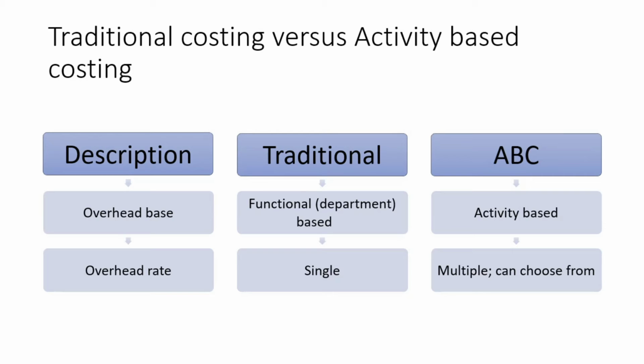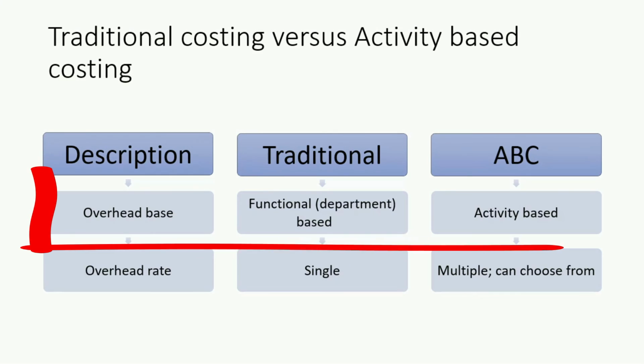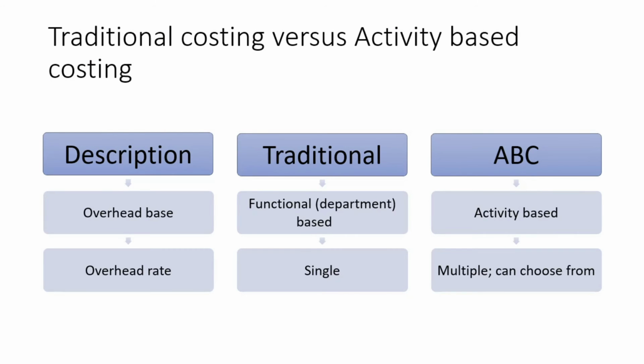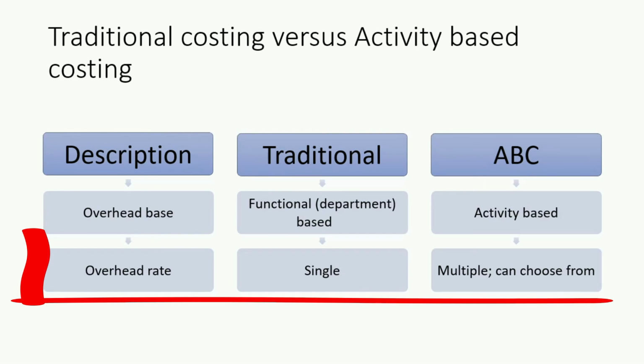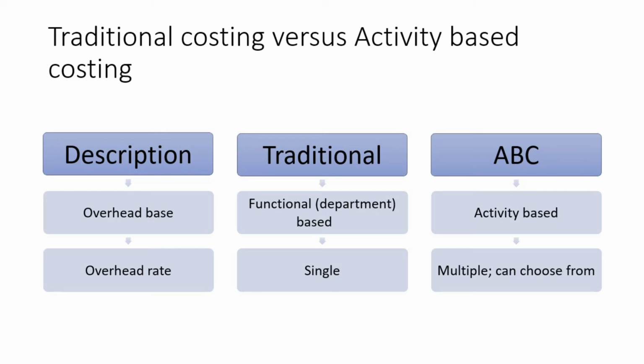So when we compare the traditional costing versus activity-based costing, what we can understand is that the overhead base under the traditional costing is functional or department based, whereas under the activity-based costing, it's activity-based. The overhead rate under the traditional is a single rate, whereas under the activity-based costing, it could be multiple. In this illustration, we have taken only one activity, but in making a toy, there could be several different activities conducted, and they are indirectly related to making toys. They are the overheads of producing a toy.